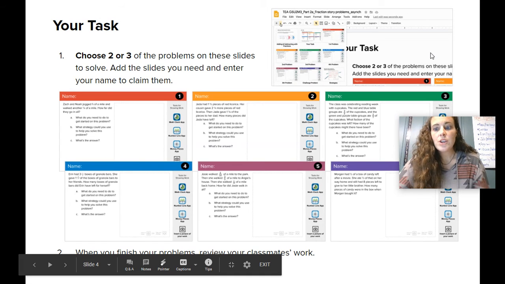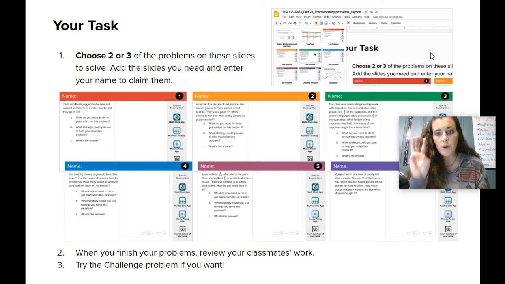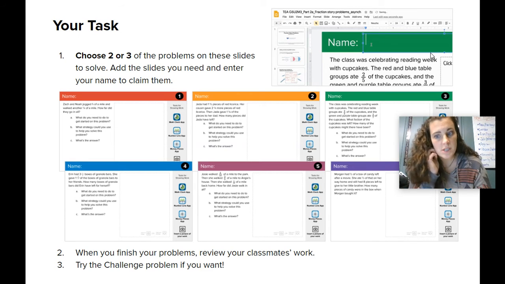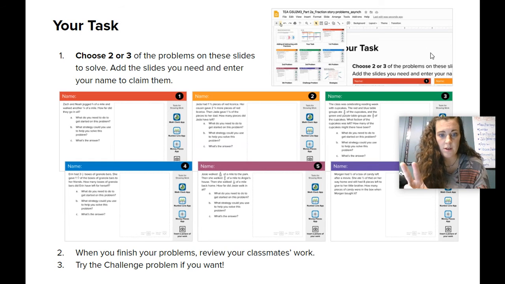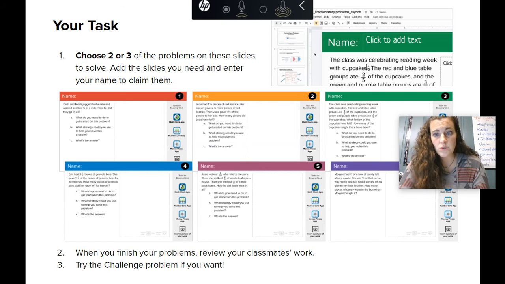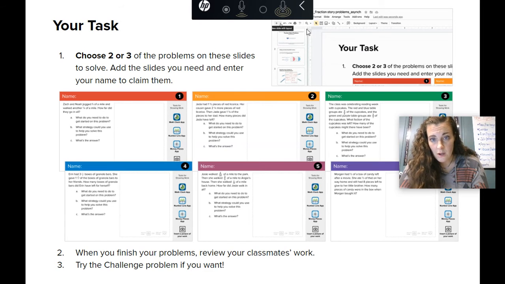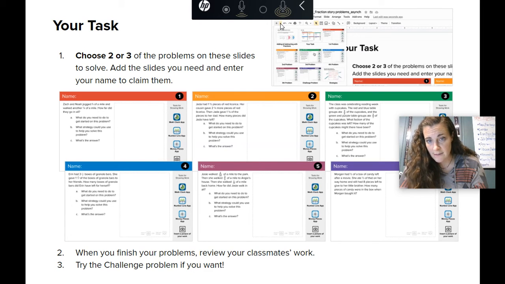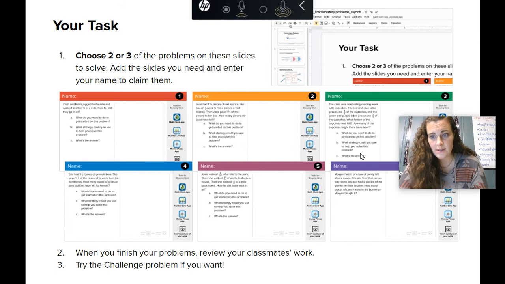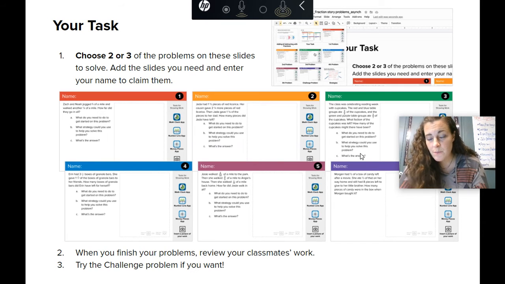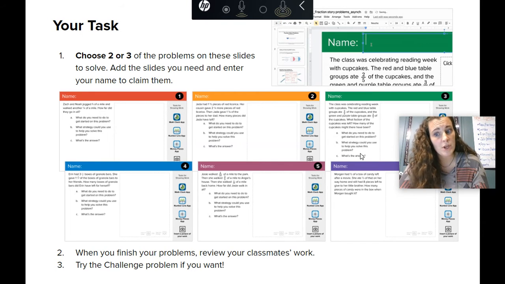Now, today, your task is to choose 2 or 3 of these story problems to solve. You must solve at least 2 of them in this time you're given. To do this, you need to do exactly what this is showing you here. You are going to click that little arrow by the plus sign, and it will drop down for you all of the options. It will make you a copy of a slide, and you just need to put your name on top. That's how I'm going to give you your credit.